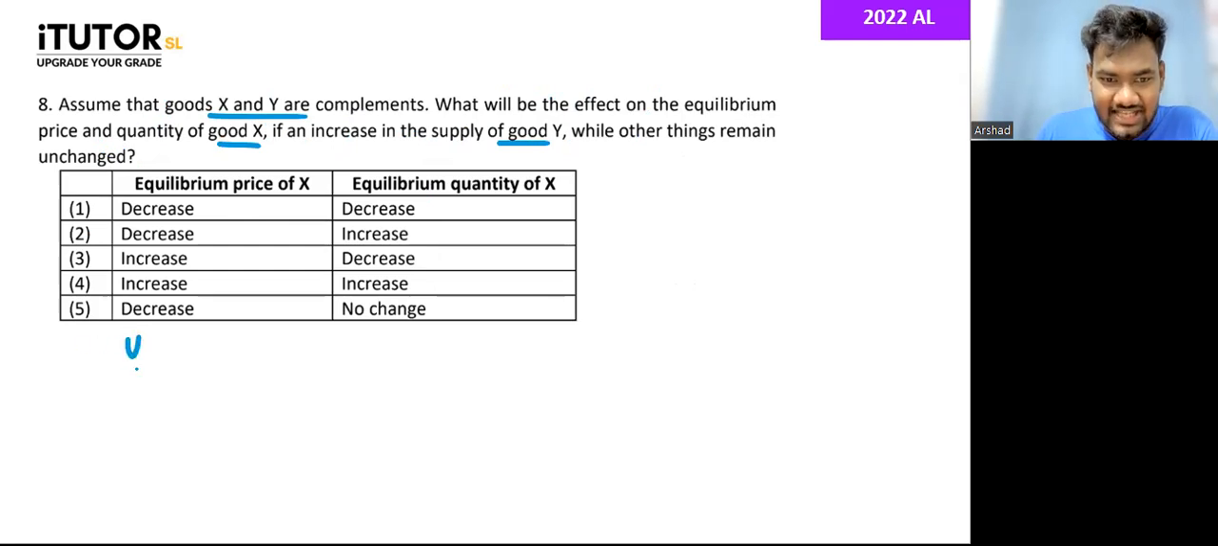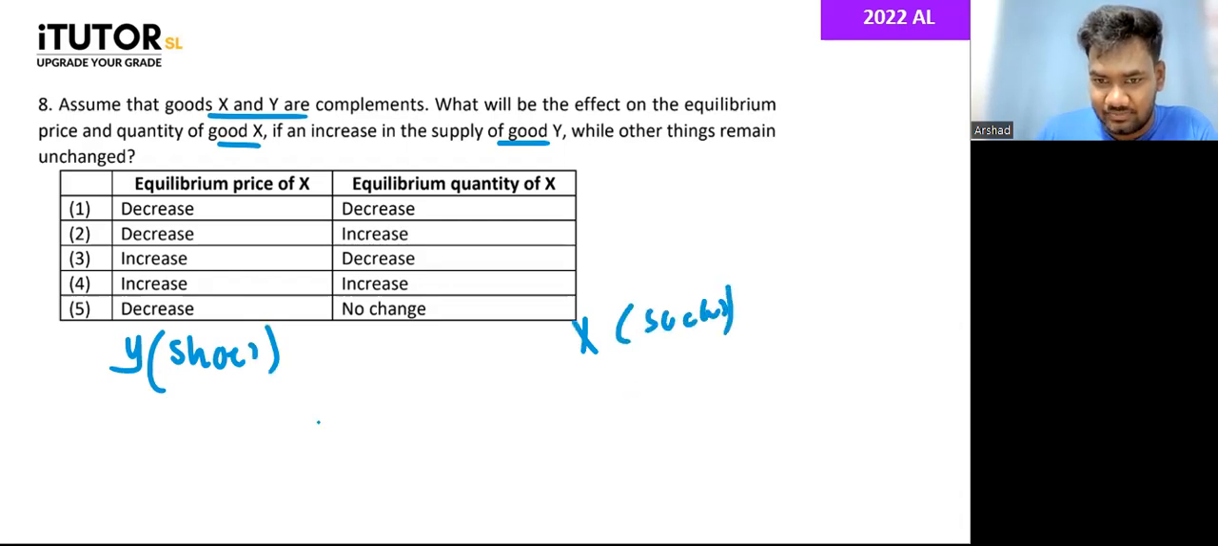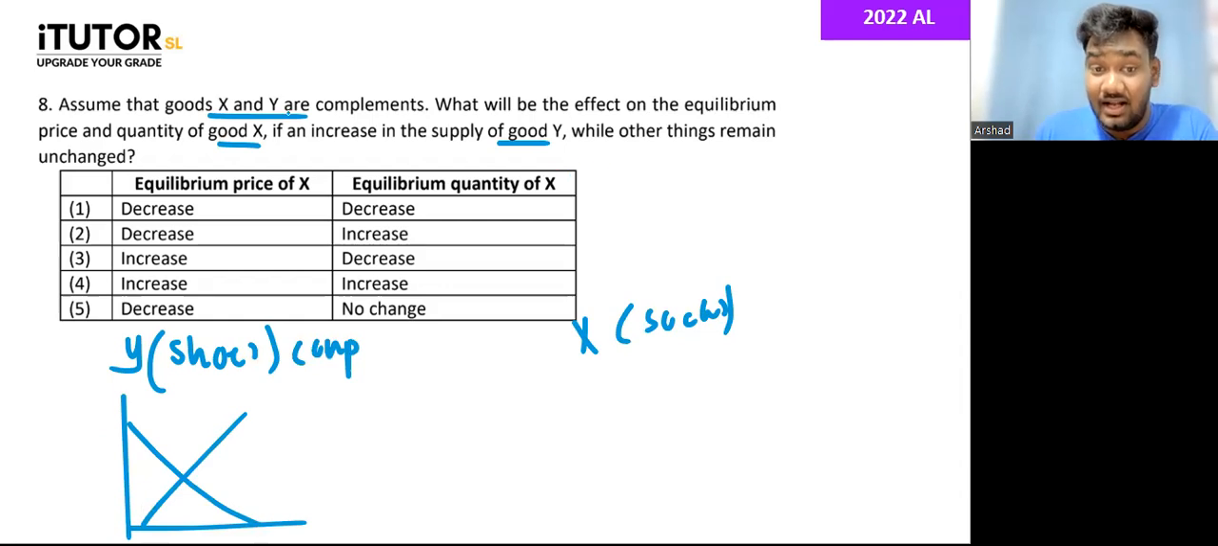So let's say there is good Y. We'll say our good Y is shoes. Our good is X, so we are selling socks. Now this is the complement, right? So what has happened? They are saying this is the equilibrium price and quantity. What will be the effect on the equilibrium price and quantity of X if the supply of good Y increases? So now good Y supply has increased. Now people are supplying more shoes.